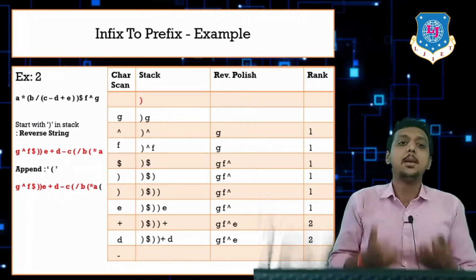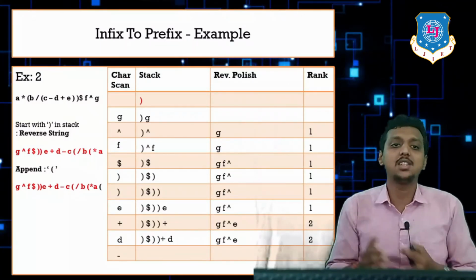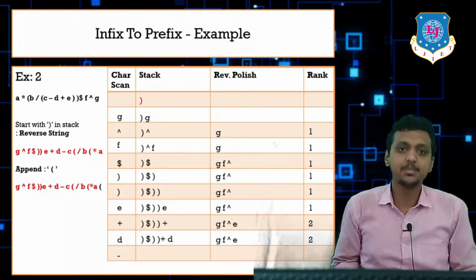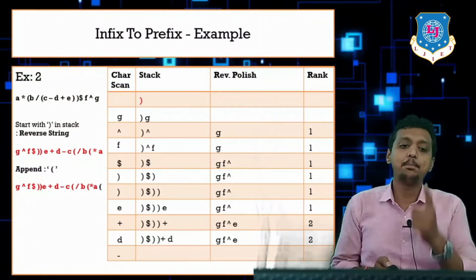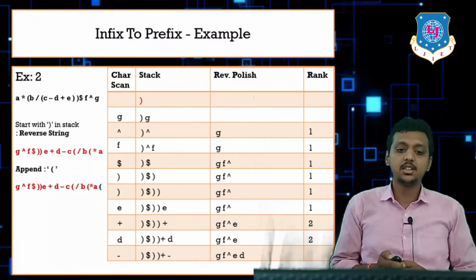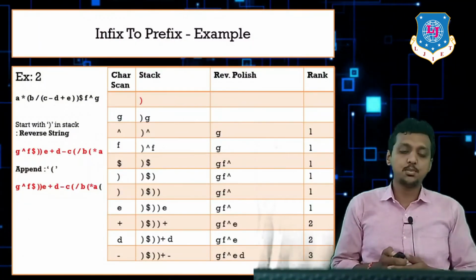So obviously from the plus minus we need to push minus inside the stack, because minus contains the higher precedence than plus over here. So first pop D and push minus. Here it is: GF caret ED, rank becomes 3. Okay, now let's move towards the next.